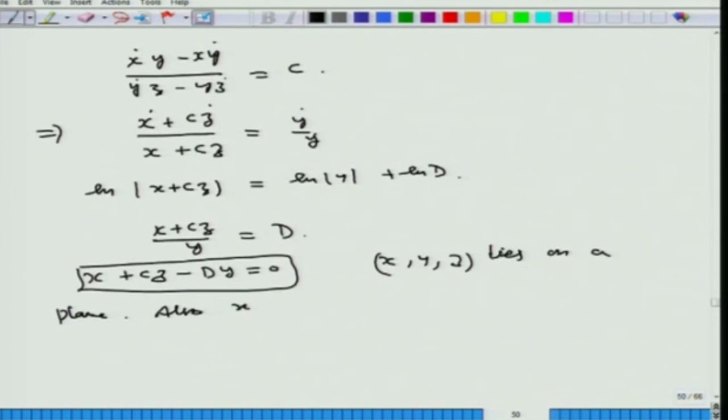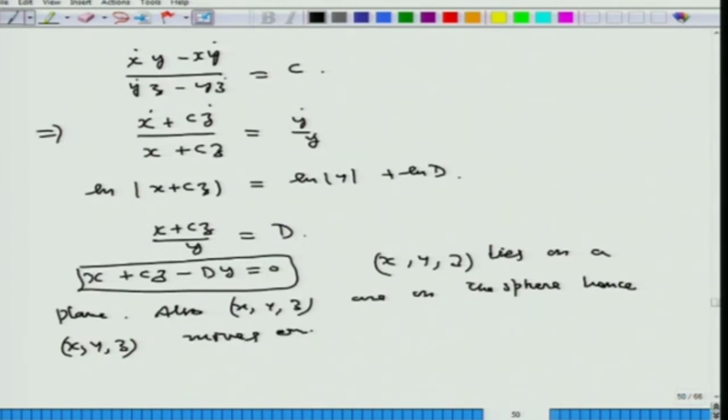Also, x, y, z are on the sphere, hence x, y, z moves on an arc of a great circle. So, we get the same result, but in a different manner. So, like this we can have these equations solved, and now we move on to certain problems where boundary points will be moving.